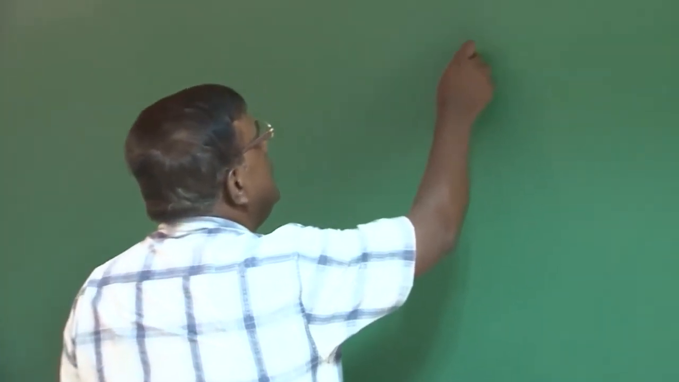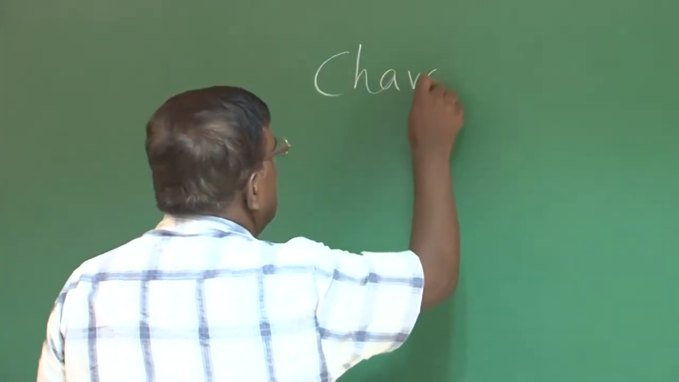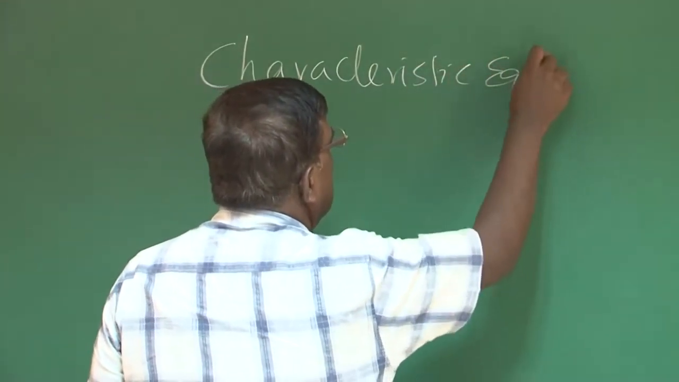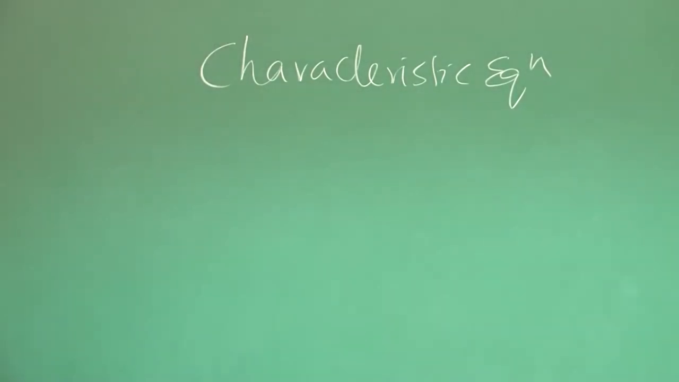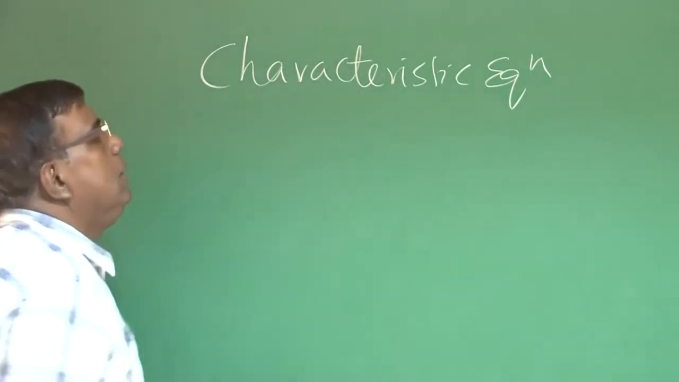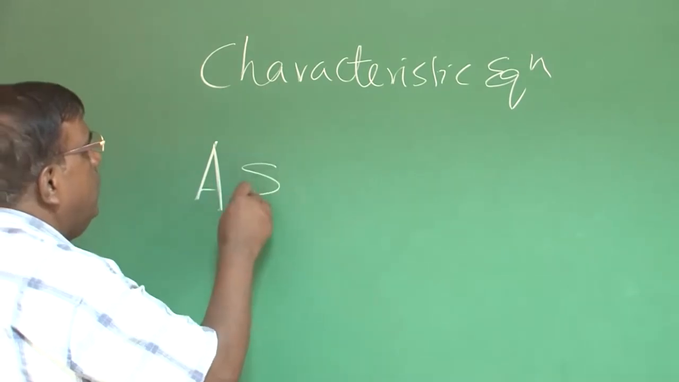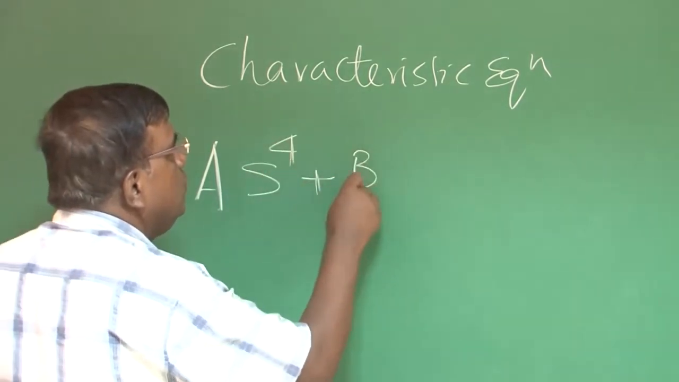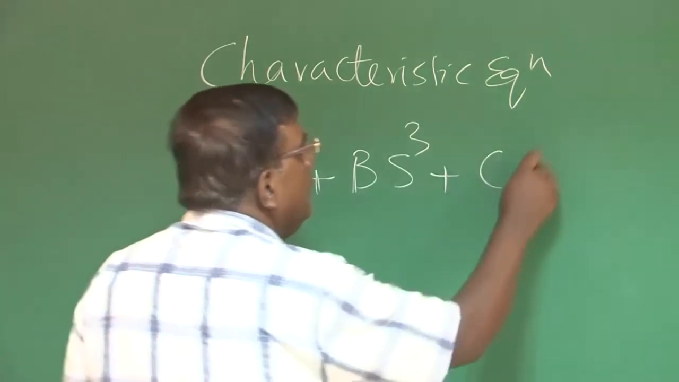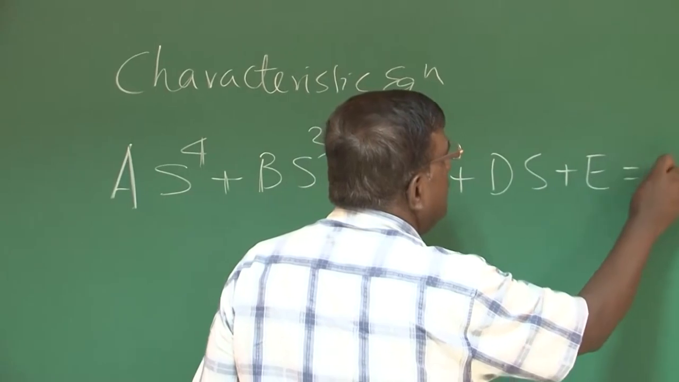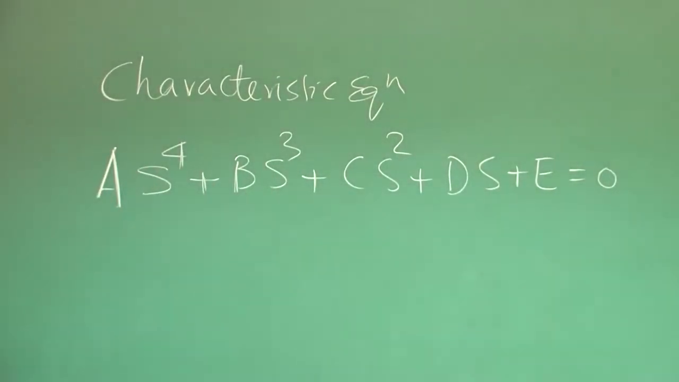Discussing dynamic stability, we have seen the characteristic equation for longitudinal dynamics, which was evolved assuming small perturbation, and we got an equation of the form As^4 + Bs^3 + Cs^2 + Ds + E = 0. And how did we get this?